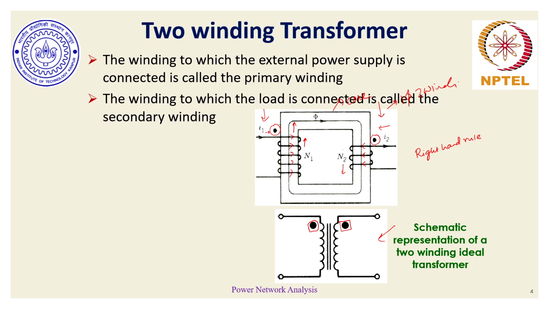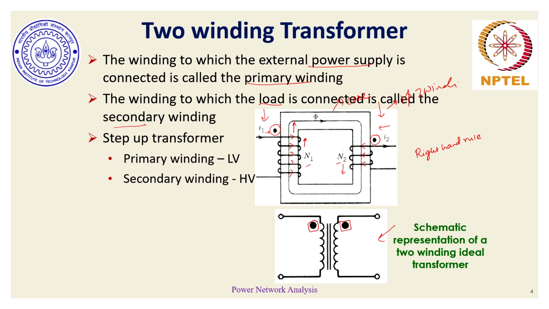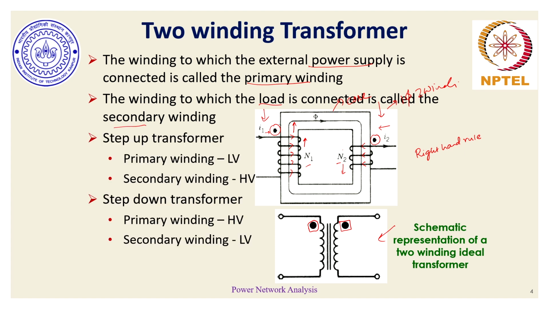Typically, the side to which the power supply is connected, we call it the primary winding. Among these windings, N1 and N2 are the numbers of turns: N1 refers to the number of turns on the primary side, and N2 refers to the number of turns on the secondary side. The side to which supply is connected is called the primary winding, and the side to which load is connected is called the secondary winding. Depending on step up or step down transformer, the operating voltage will accordingly vary.